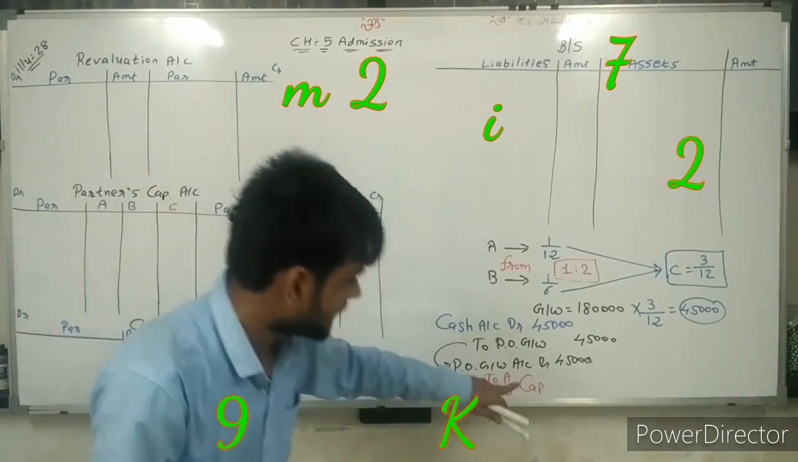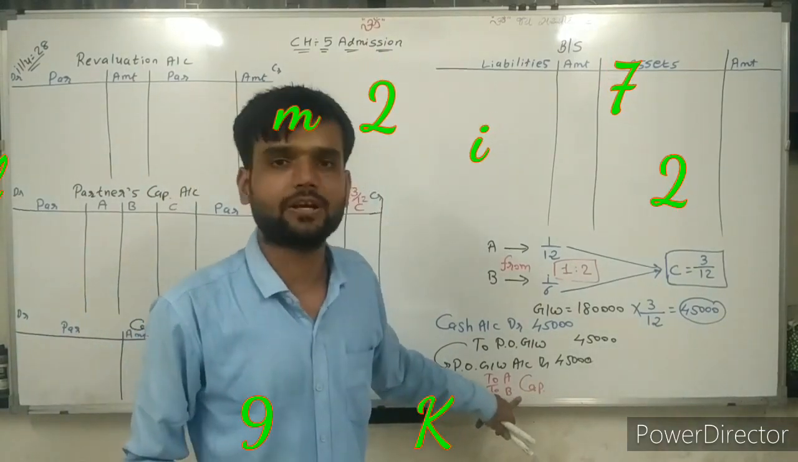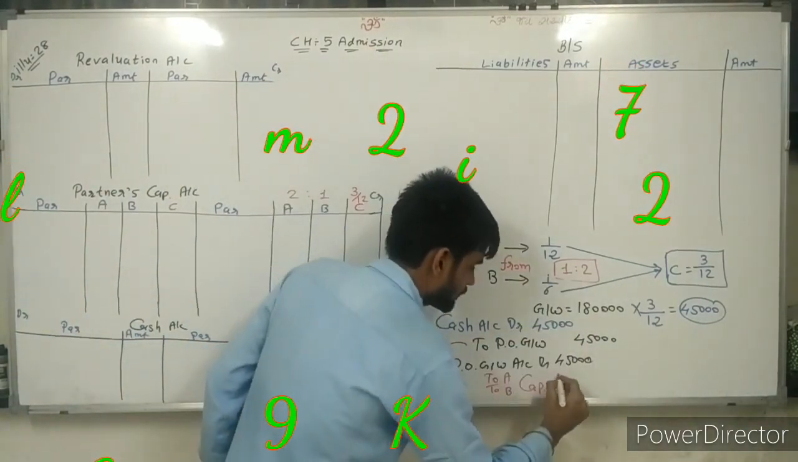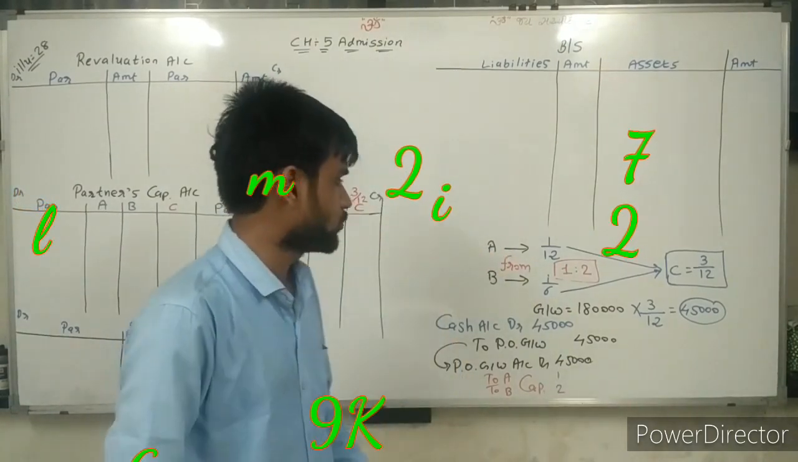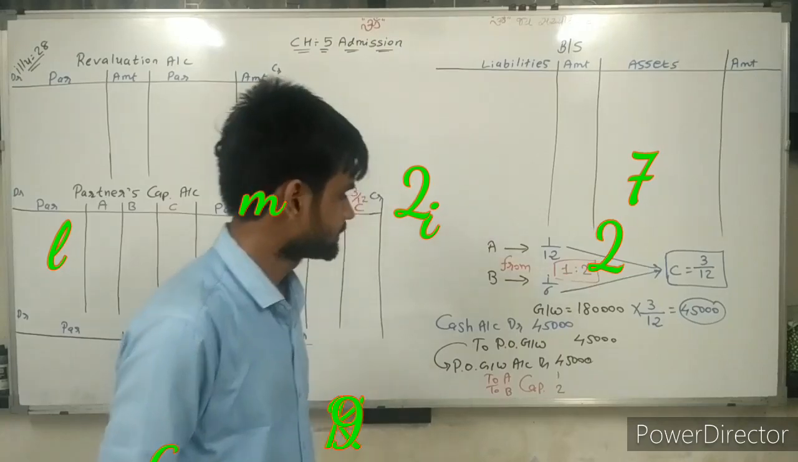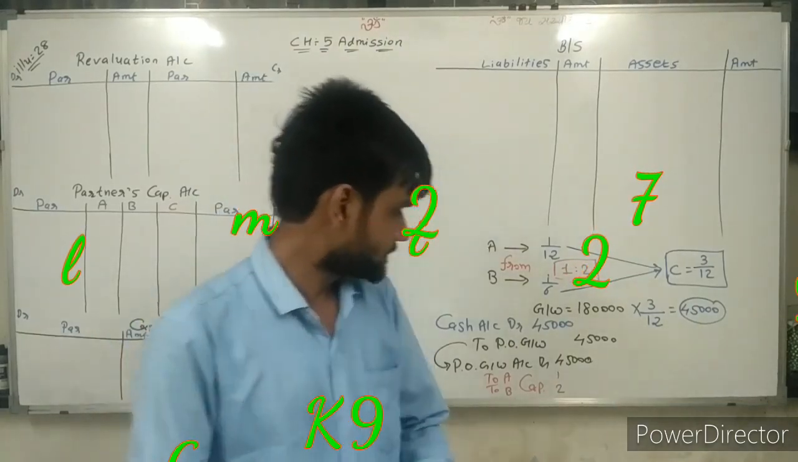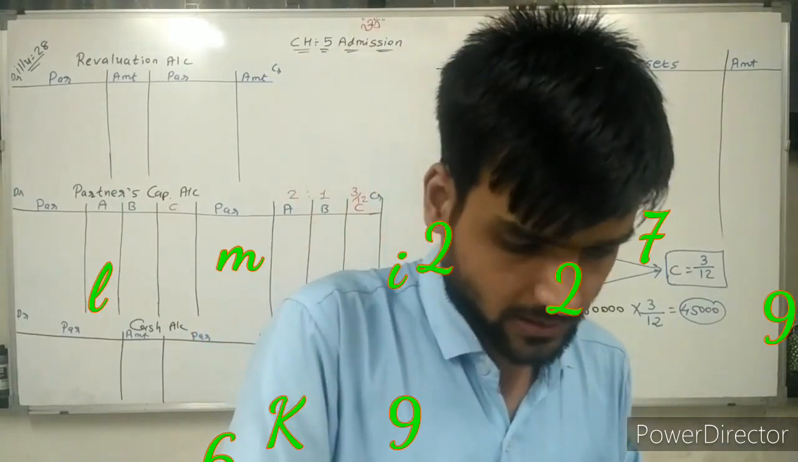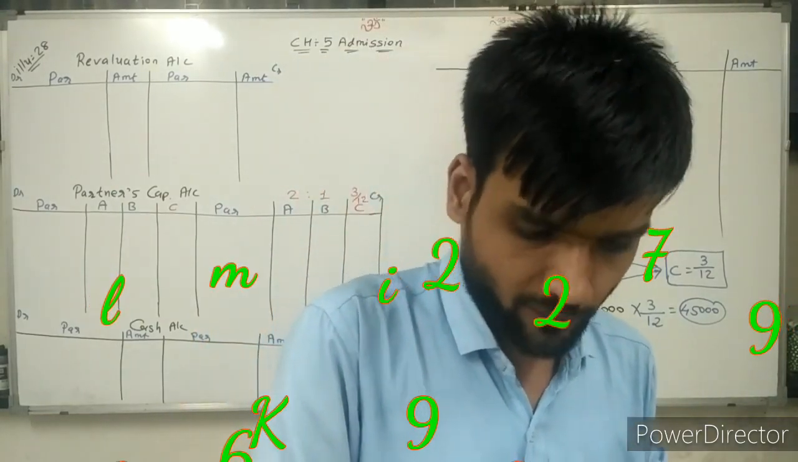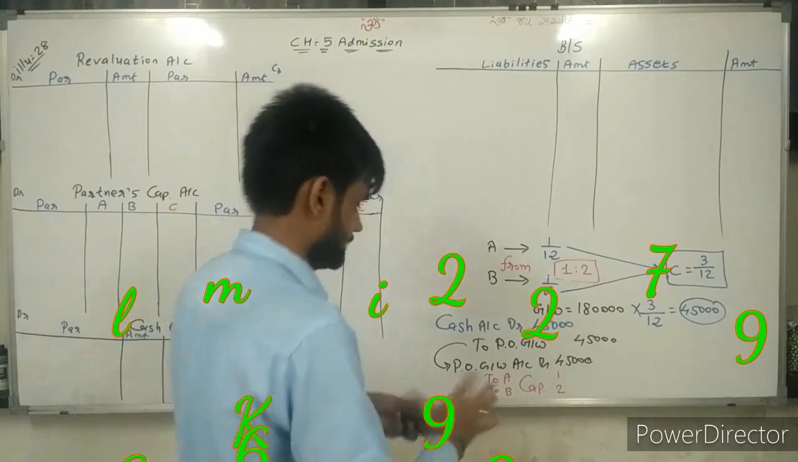And this 45,000 we are distributing among A and B capital because here only the capital account is there. Suppose current account is given, then the current account is credited in 1:2. So in the ratio of 1:2 we have to distribute. So 45,000 we are distributing among the partners. Then 15,000 and 30,000.